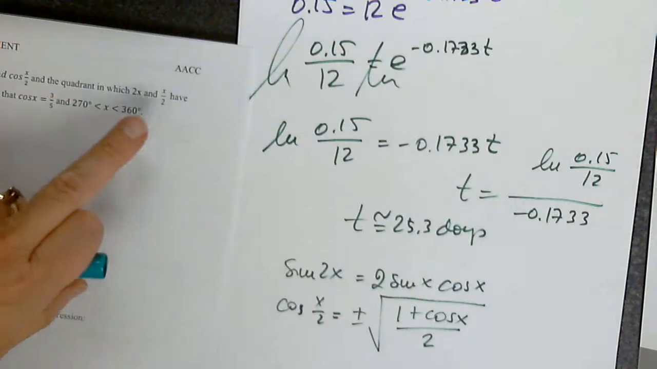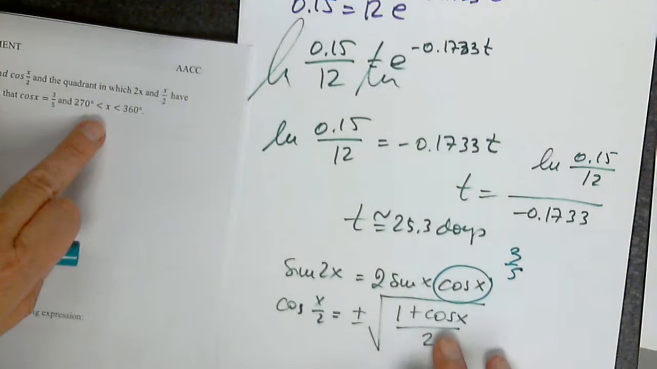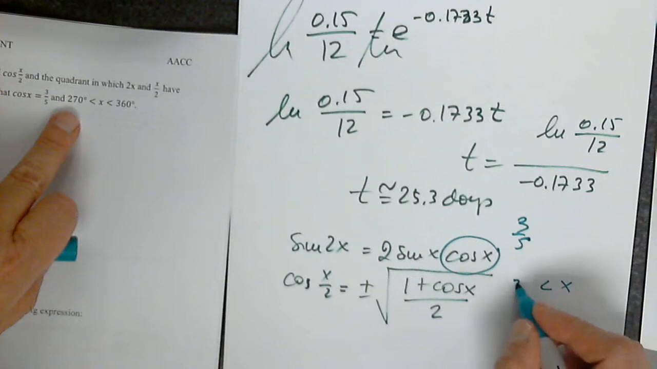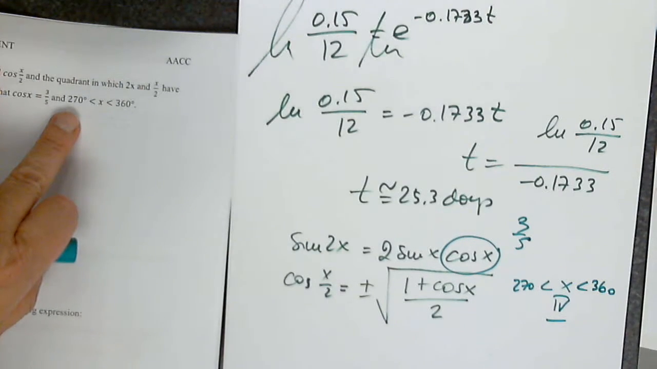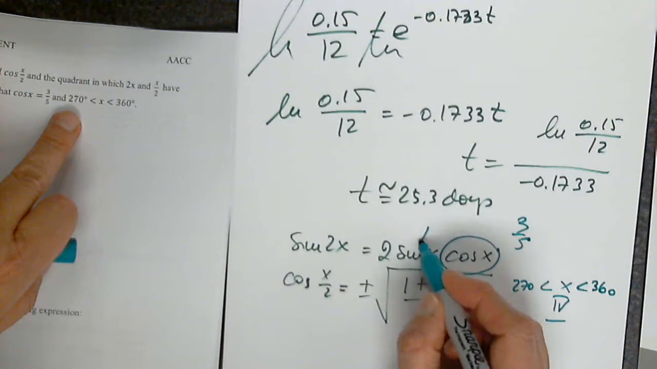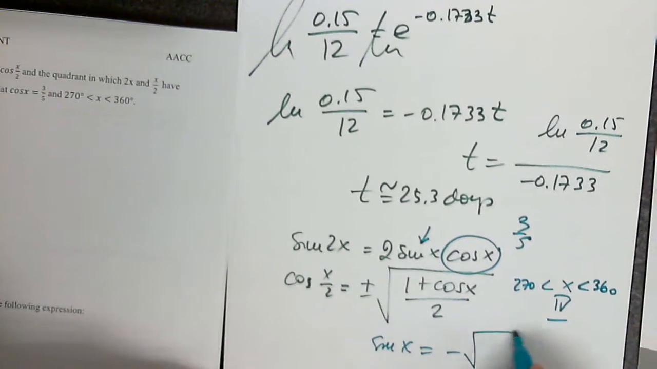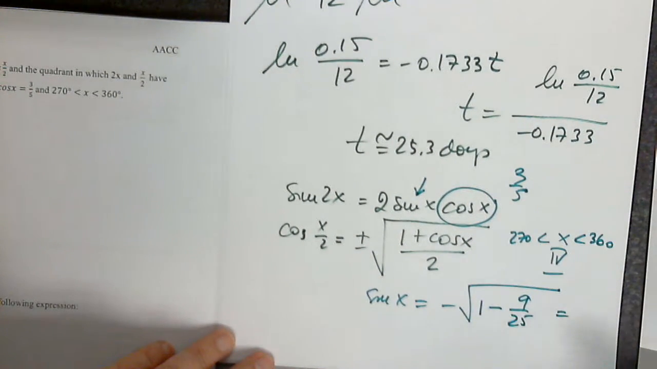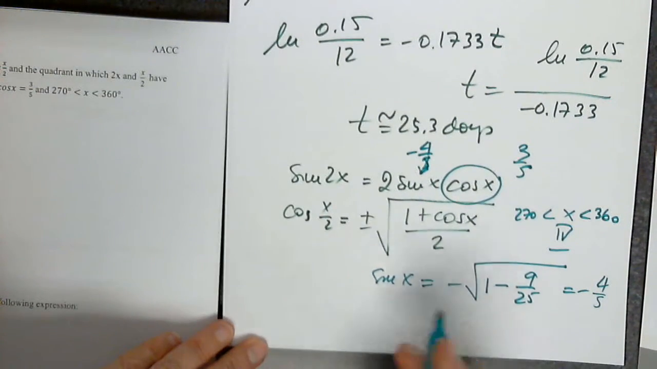Okay, we're given only this as being 3/5, but for an angle between 270 and 360, which is in the fourth quadrant. Very good. So cosine is positive. Therefore, sine must be negative. Okay, so then sine x will be negative the square root of 1 minus 9 over 25, which is 25 minus 9, which is 16. So this is negative 4/5. So there is no problem.